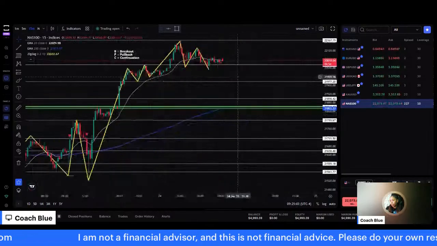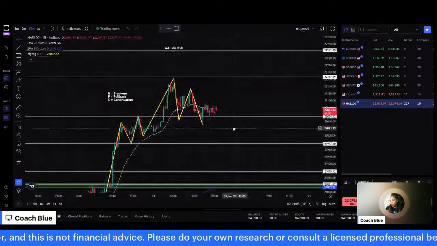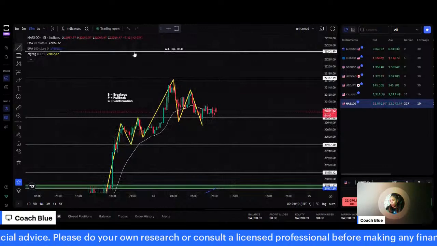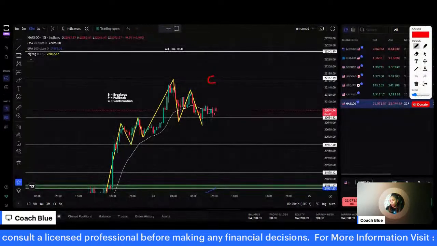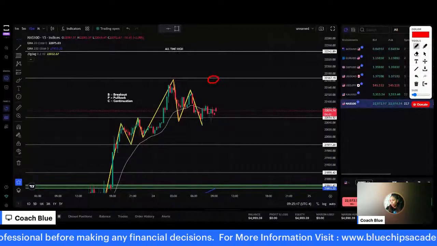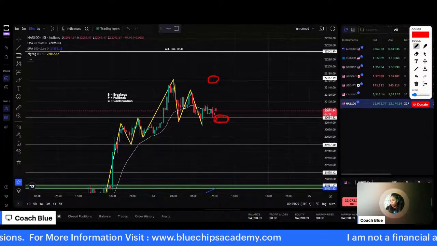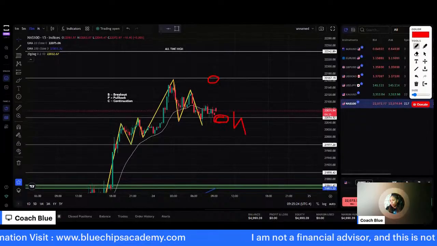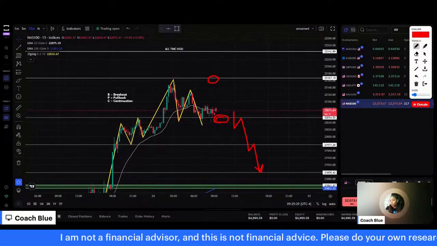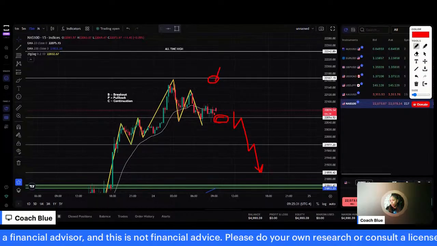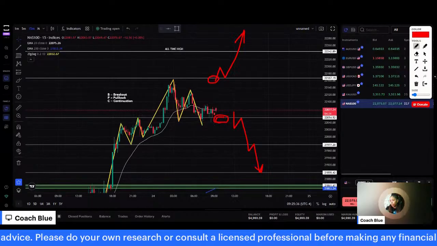All right. So I want to see a BPC at this 22,167 level or this 22,054 level. I want to see a breakout pullback continuation here, or I want to see a breakout pullback continuation to the upside. All right. That's what I want to see.